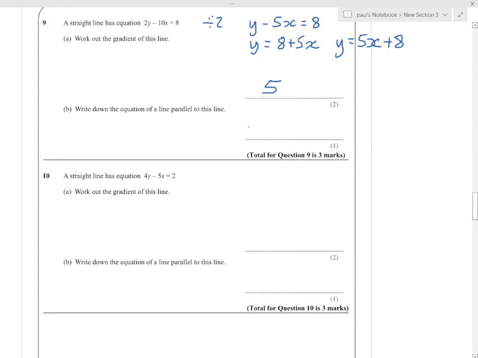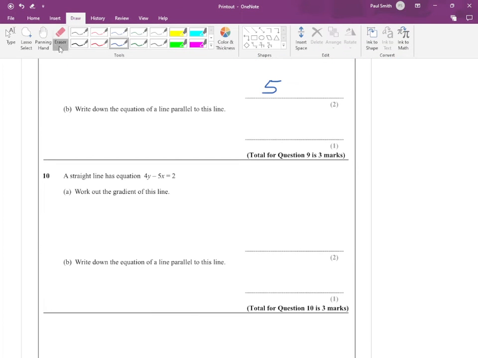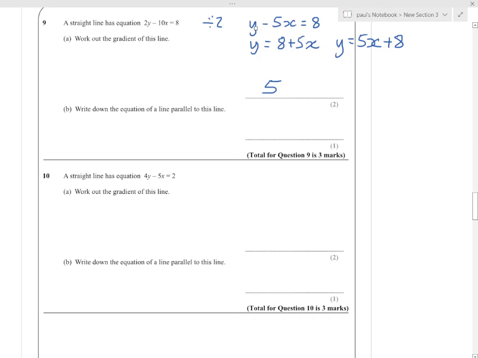Now, oh, no, made a mistake. Because I've divided everything by 2, I forgot to divide that by 2.